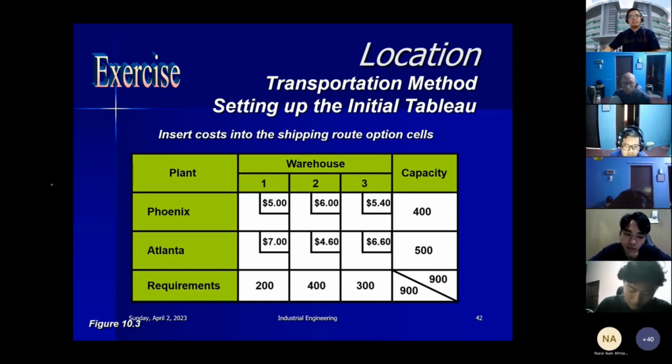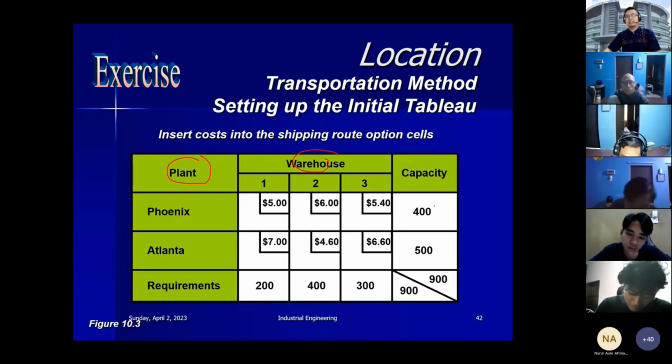Okay, they have a plant here, Peonic and Atlanta, and also the warehouse 1, 2, and 3. So they got the cost of shipping. Okay, from Peonic to warehouse 1, 5 ringgit. From plant Peonic to warehouse 2, 6 ringgit. From the Peonic plant to warehouse 3, 5 ringgit 40 cents.